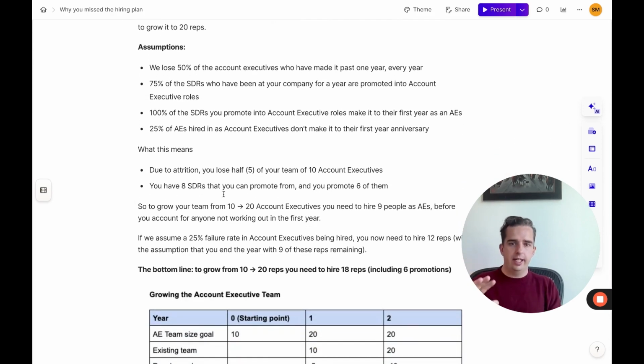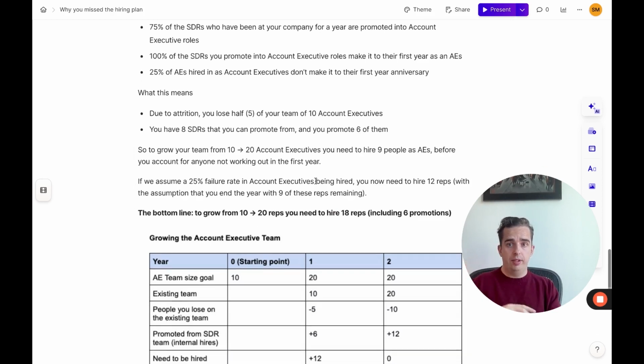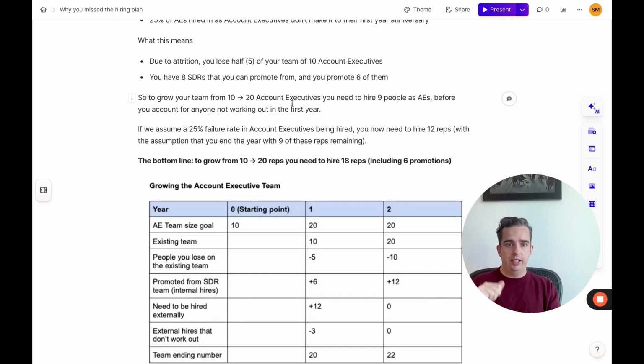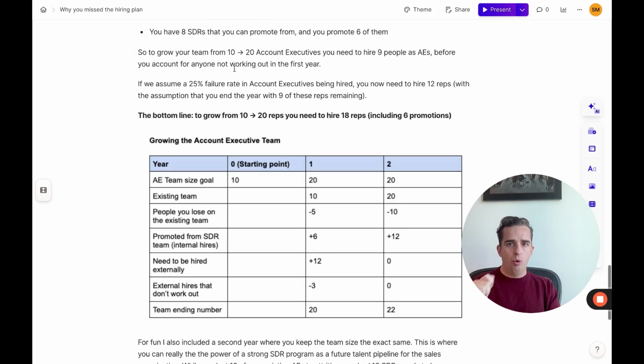Okay, so we had 10 account executives, but due to attrition, we're going to lose 5 of them. But the good news, right, is we have 8 SDRs that we can promote from. So we promote 6 of them, right? So to grow our team from 10 to 20, we need to hire 9 new people as account executives before we account for anyone working out in the first year.